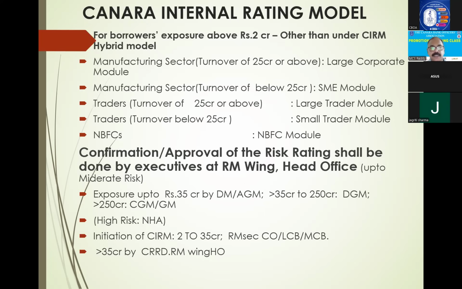Right? Next, initiation of CARM. Who has to do the initiation? Approval at head office level is already given. But for initiation, 2 to 35 crores, it is the RM section of the circle office or LCB or MCB. And beyond 35 crores, initiation is by CRRD, RM wing at HO. Approval also is at RM wing HO only.